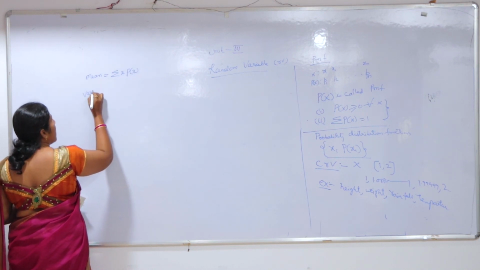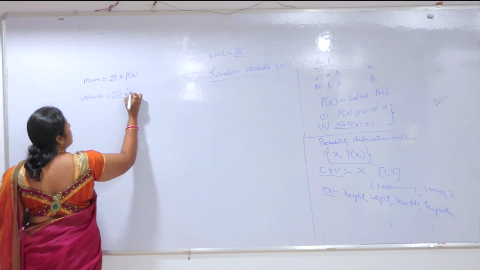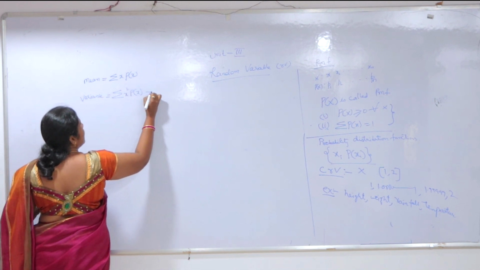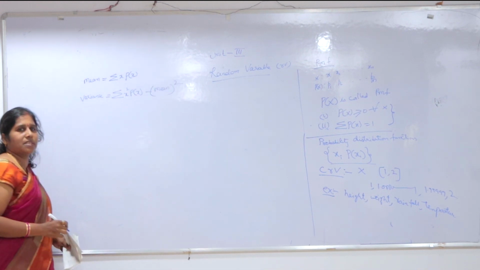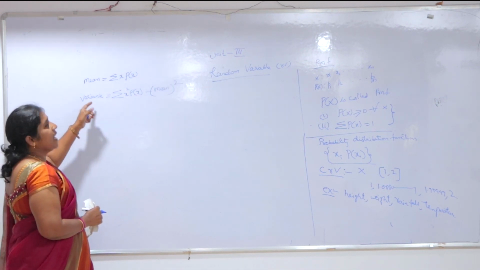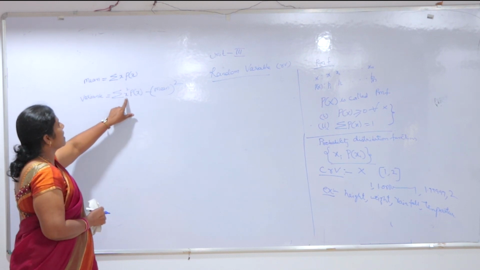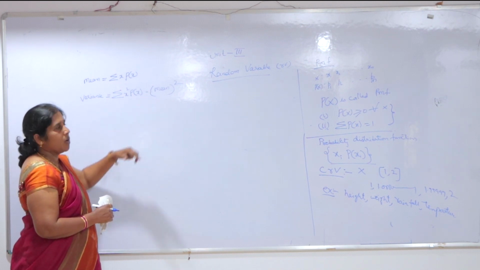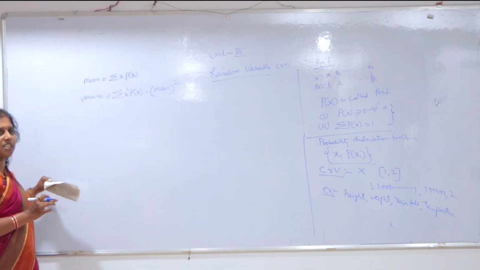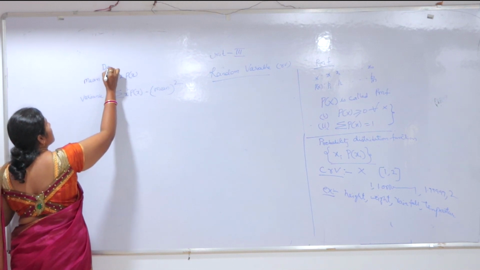What is the formula for variance? Summation x square into P of x minus mean whole square. I think you can remember these formulas. Okay. So this is under discrete case formulas. Mean is x into P of x and variance is x square into P of x minus mean whole square. Okay. And the same formulas if you want to write for continuous case, this is for discrete case.